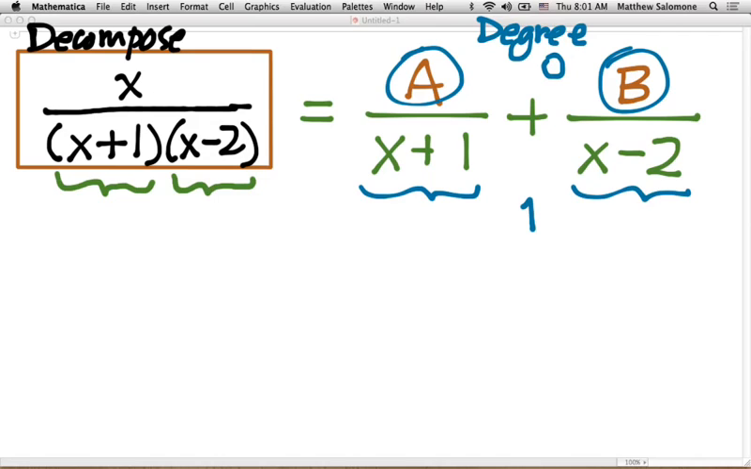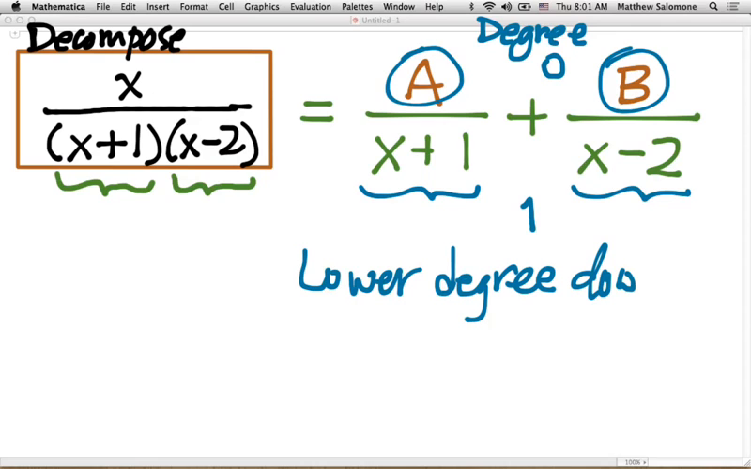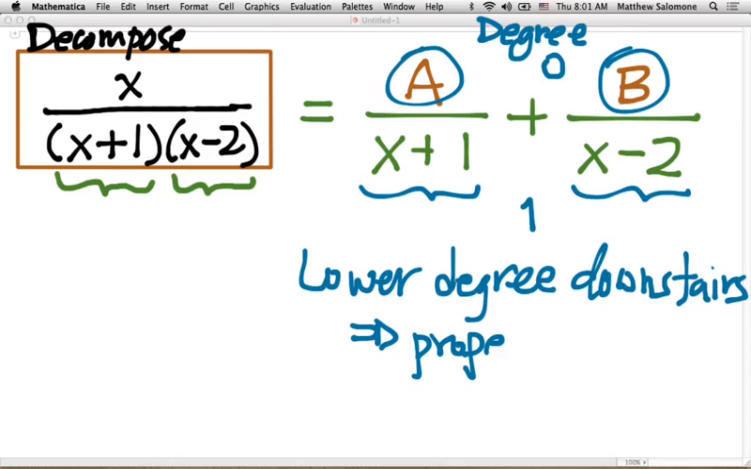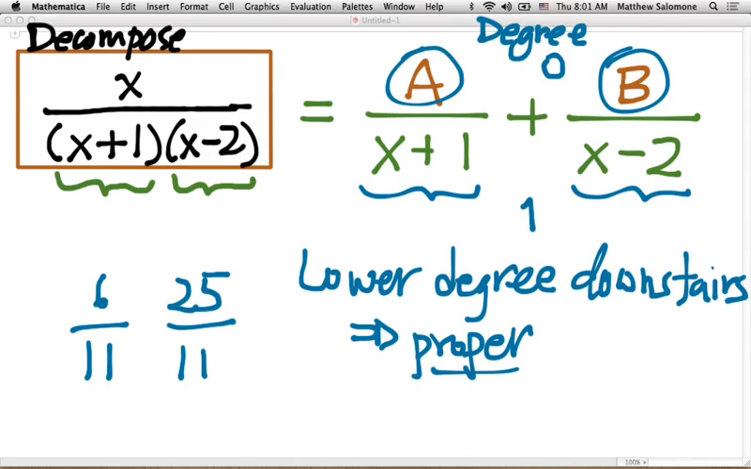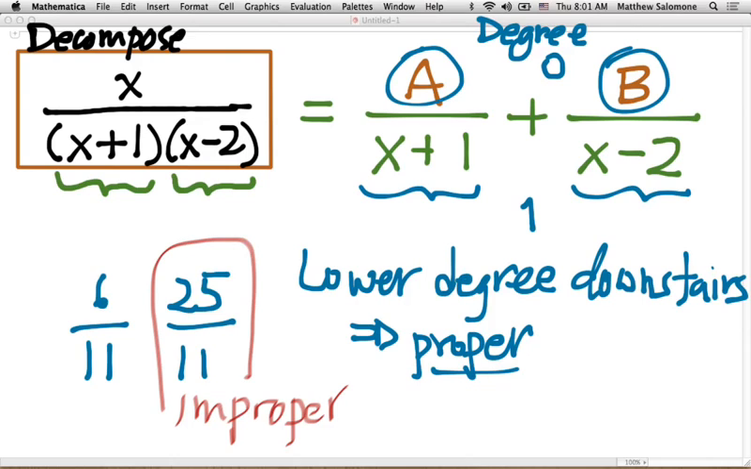So as long as that's the case, lower degree in the numerator than in the denominator, then we call that rational expression a proper rational expression. In the same way that a fraction like 6 over 11 is a proper fraction, where a fraction like 25 over 11 would be called improper. Right, when we're talking about fractions, not when we're talking about rational expressions.